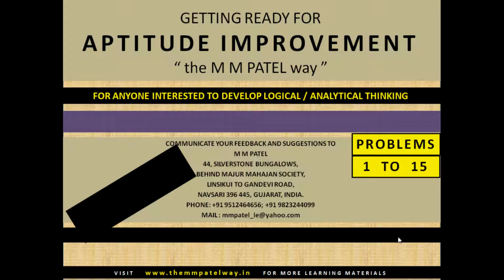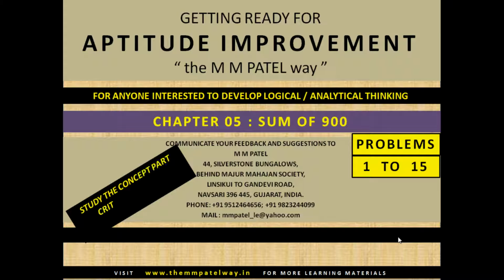Welcome to the program Getting Ready for Aptitude Improvement the M.M. Patel Way. In this session, we are going to discuss problem numbers 1 to 15 related to chapter 5, that is sum of 900. Study the conceptual part critically before attempting this problem part.